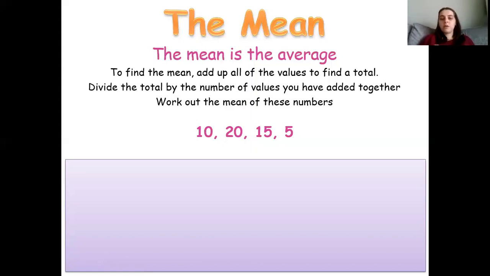As I said before, you can add them in any order. You don't have to go 10, add 20, add 15, add 5. You can start grouping. So for me, I'd probably do 15 add 5 and work that out, 20 add 10, work that out, and then add them two together. I'll give you some time to do that in your heads or on a piece of paper if you've got something with you.